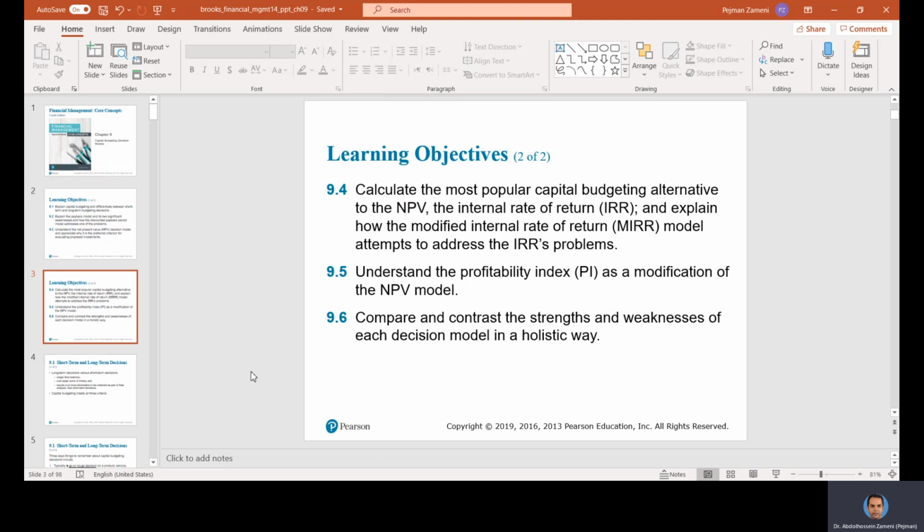Calculate the most popular capital budgeting alternative to the net present value, the internal rate of return, which is called IRR. And explain how the modified internal rate of return, the MIRR model, attempts to address the IRR's problems. Understand the profitability index, PI, as a modification of the net present value model. Compare and contrast the strengths and weaknesses of each decision model in a holistic way.